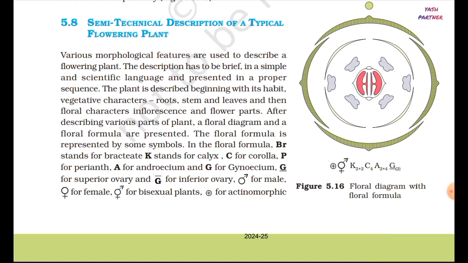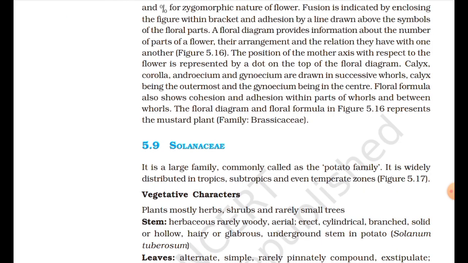The floral formula is represented by some symbols. In floral formula, Br stands for bracteate, K stands for calyx, C for corolla, P for perianth, A for androecium, and G for gynoecium. G underlined for superior ovary and G overlined for inferior ovary. Male symbol for male and female symbol for female. And bisexual symbol for bisexual plants and symbol for actinomorphic. And a percent-like symbol for zygomorphic nature of flower.